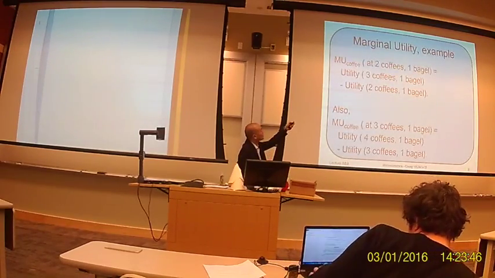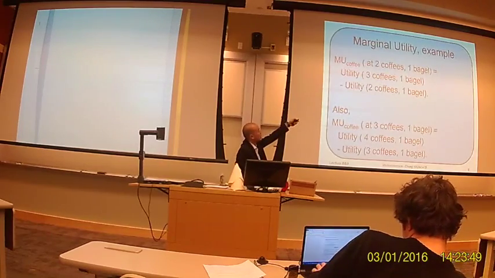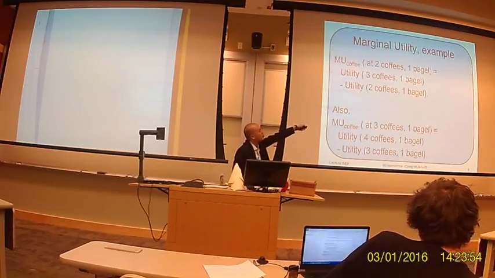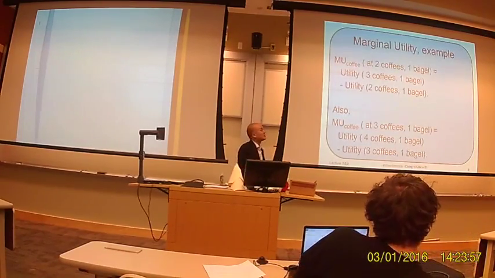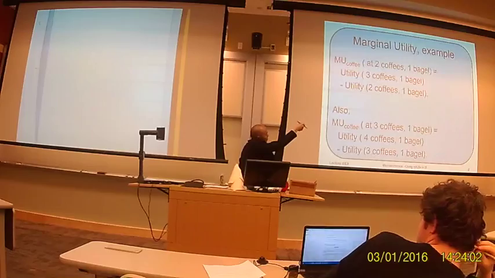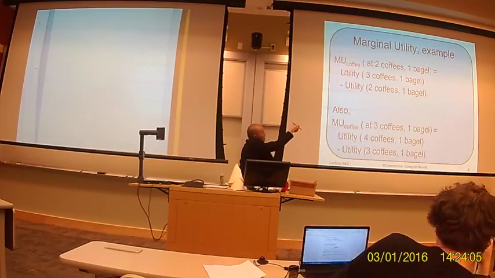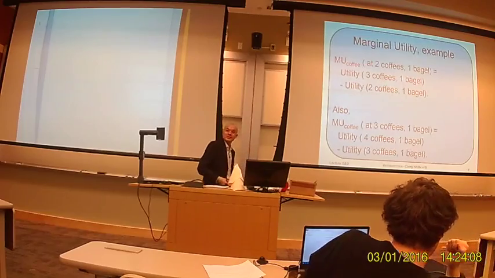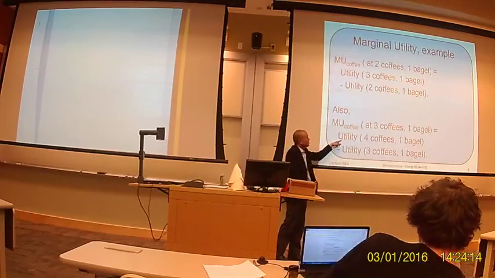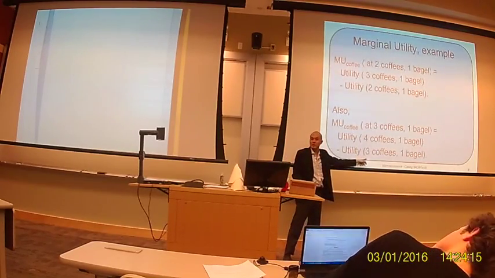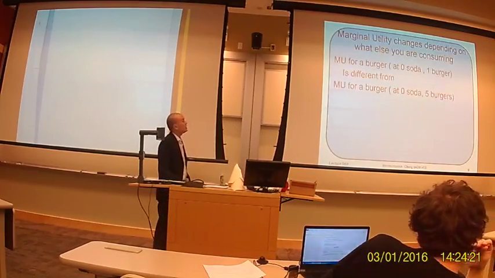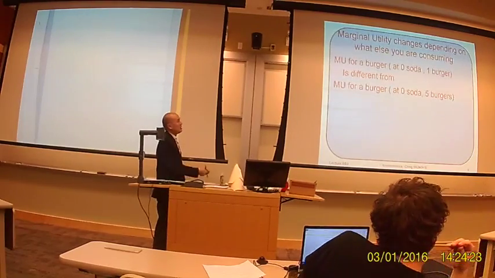So a numerical example, if this helps: my marginal utility of coffee at 2 coffees and 1 bagel is the utility at 3 coffees and 1 bagel minus the utility of 2 coffees, 1 bagel. Copying this down is not as important as thinking, if I'm figuring out coffee, I want to think 1 additional coffee. So I copy where I start from, I add an additional coffee, and I think how much my utility or satisfaction and happiness has changed. Also, marginal utility of coffee at 3 coffees would then be 4 coffees minus the starting point of 3 coffees. So marginal utility depends on what else you're consuming.